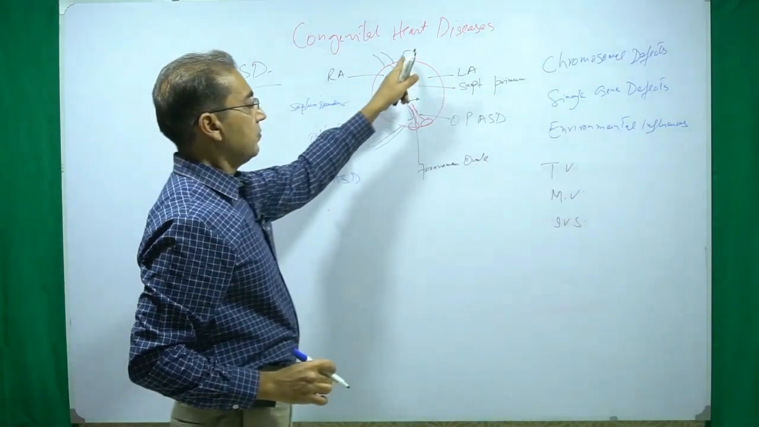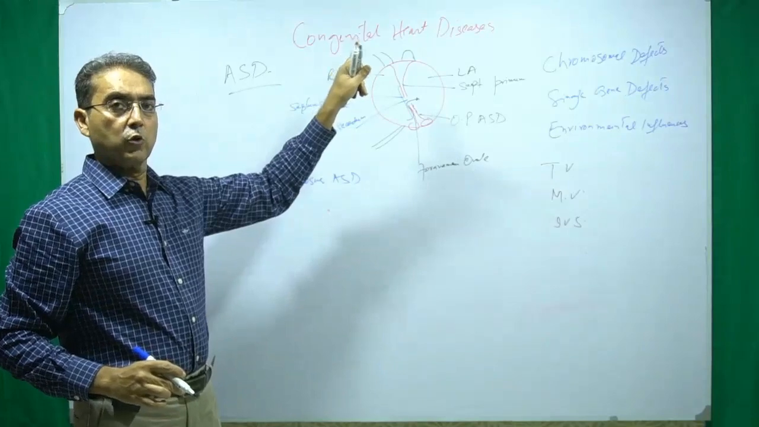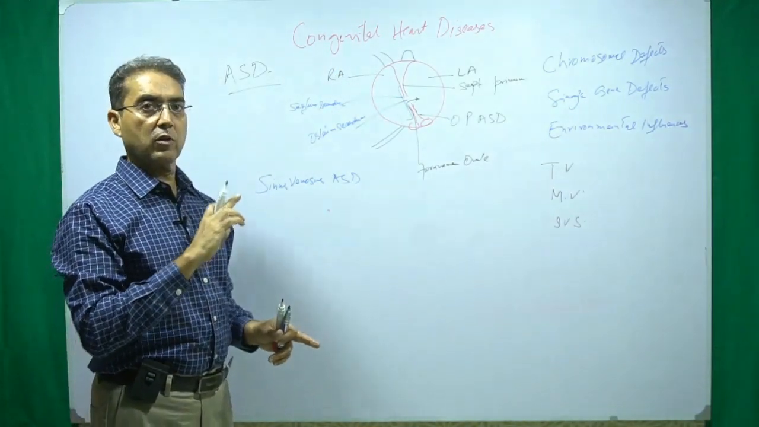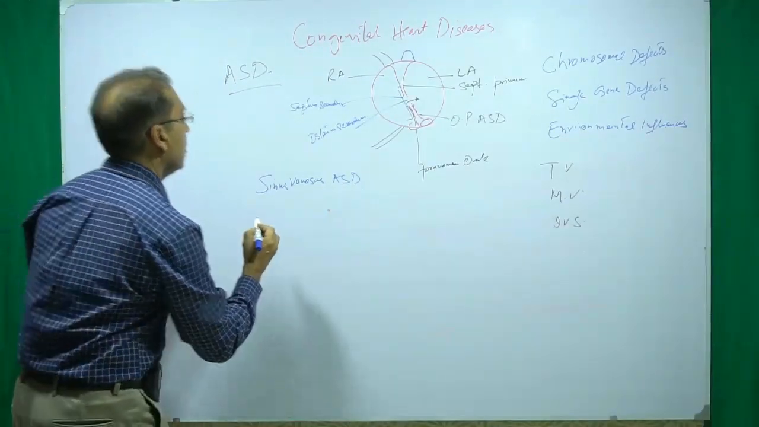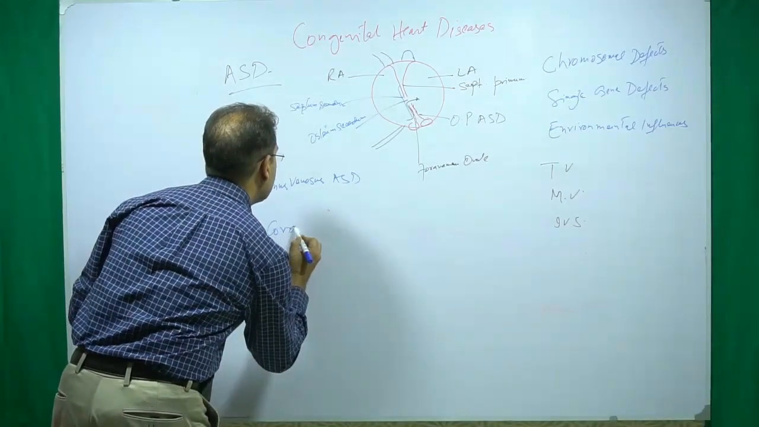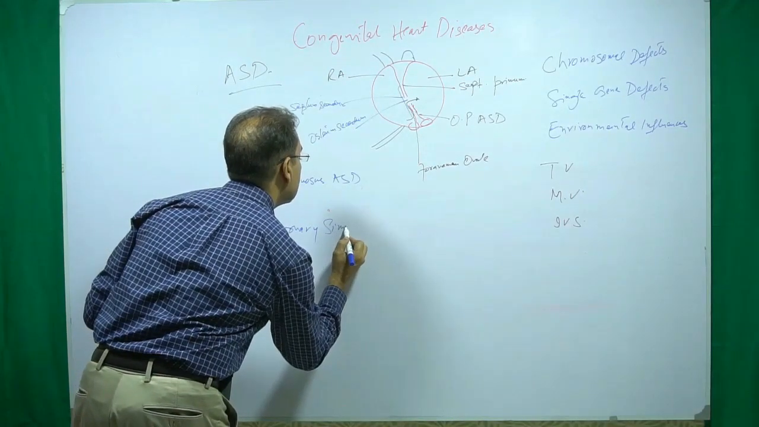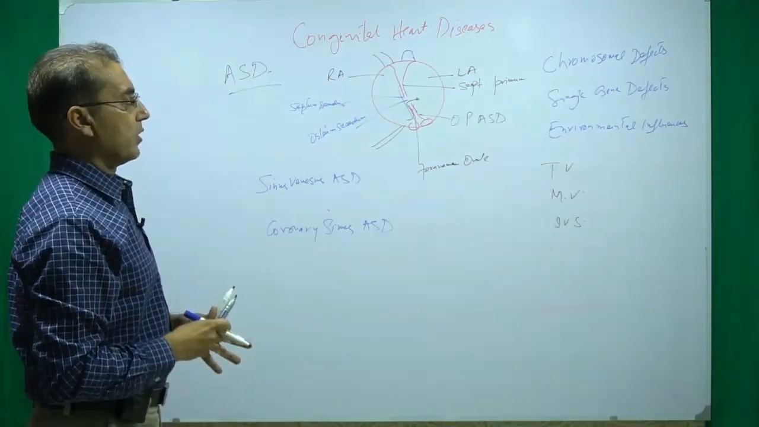And then sometimes the upper part of the septum fails to fuse with the coronary sinus, and the blood goes from the right atrium into the coronary sinus and then into the left atrium. So this is called coronary sinus ASD. So now you've got multiple types of ASDs.